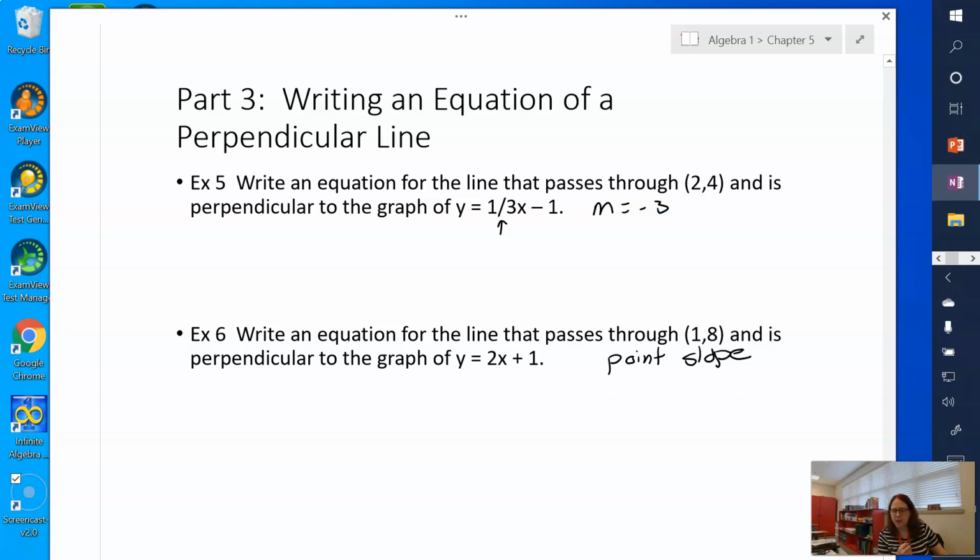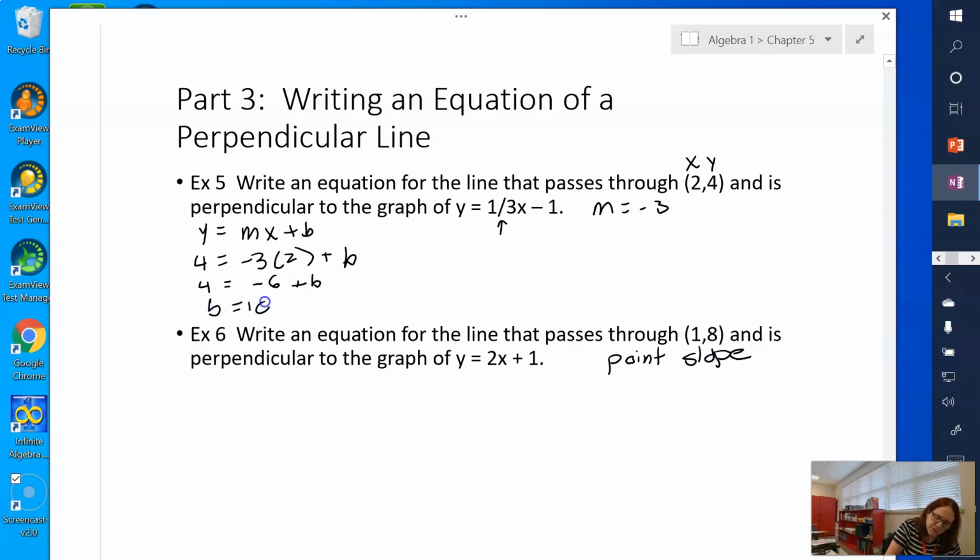And I'm going to use that in my y equals mx plus b. And here's x, here's y. So y equals mx plus b. Plug in x, y, and m. So 4 equals negative 3 times 2 plus b. So 4 equals negative 6 plus b. Go ahead, add 6 to both sides, and I get b equals 10. So now my equation is y equals negative 3x plus 10.